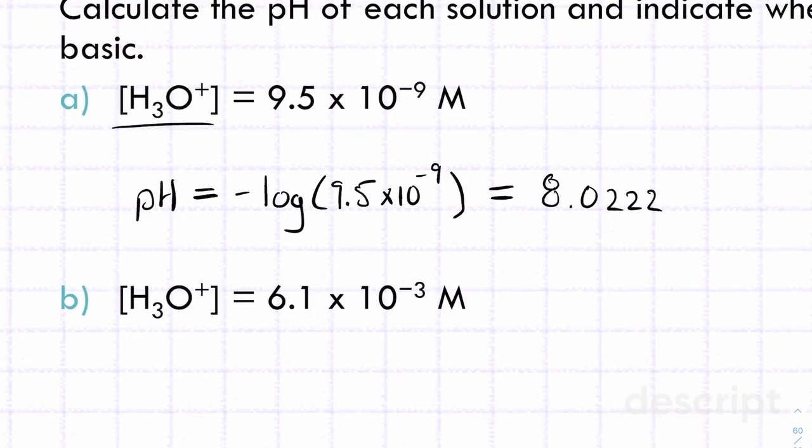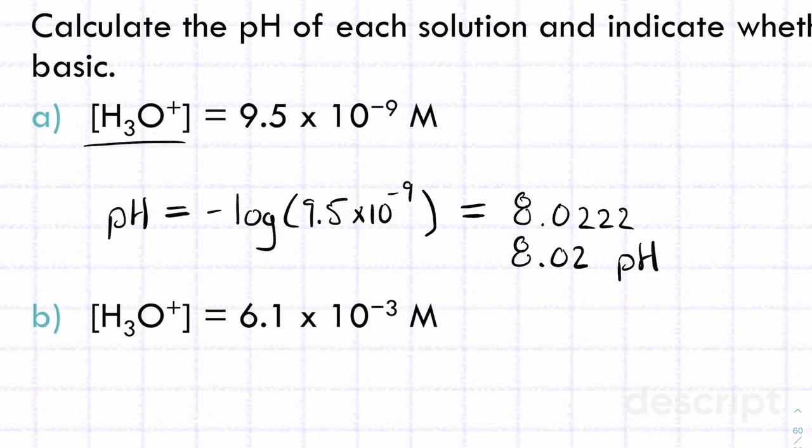So how many sig figs should this have? 2. So it's going to be 8.02. So is it acidic, basic, or neutral? If pH is less than 7, then it's acidic. Basic. So this is basic, so it's larger than 7. Oh, I was looking at the exponent.